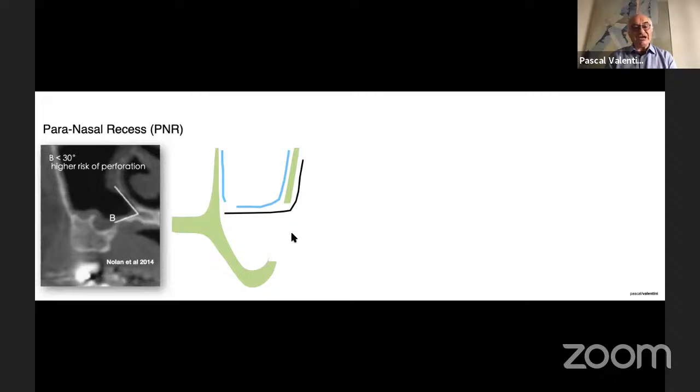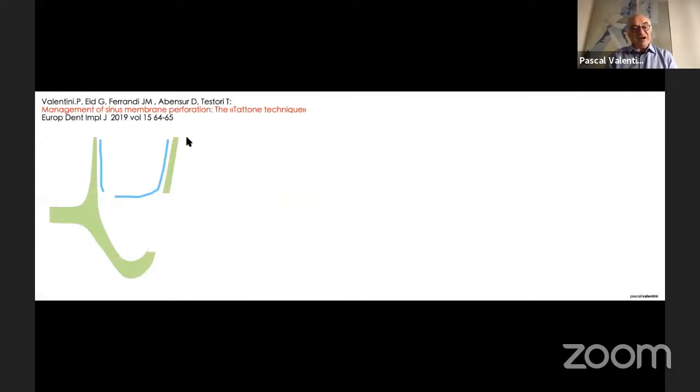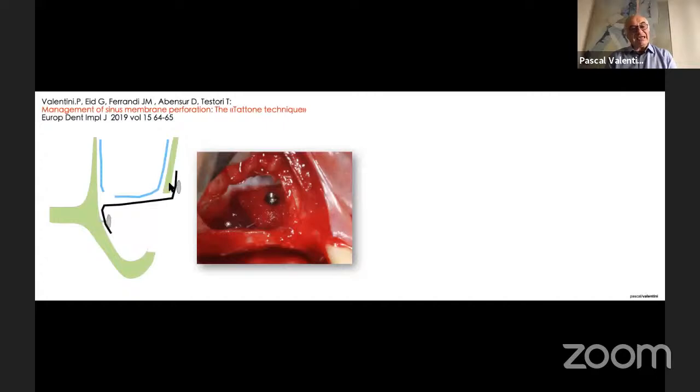And when we are going to inject the material, we will have some granule loss internally. So in order to prevent this situation, we have suggested the following technique, which is called the Titan technique. So the technique is the following. In order to make this area completely hermetical, completely closed, we place the membrane like this. And we pin the membrane in the medial wall and externally in order to rebuild a new roof for the graft. You can see here the titanium pins within the sinus in the medial wall here.